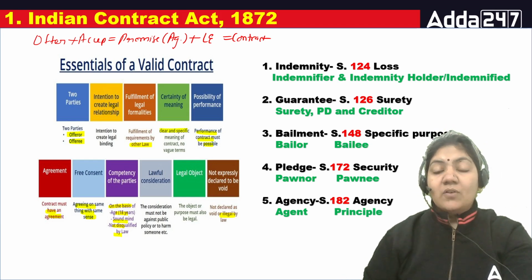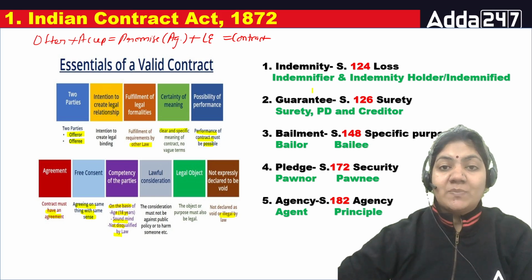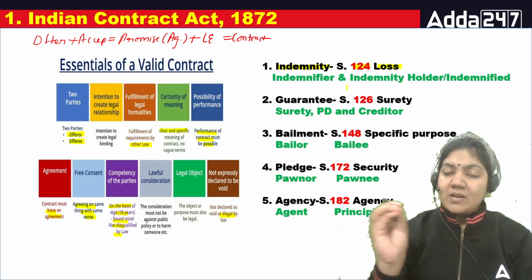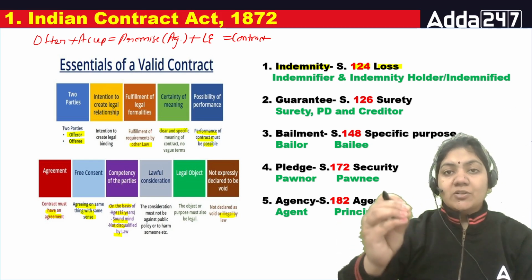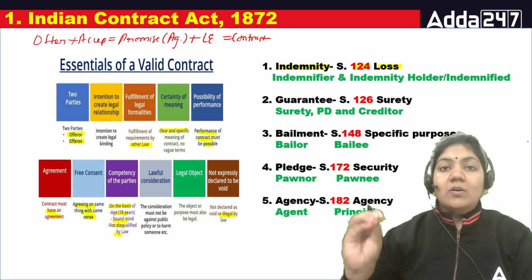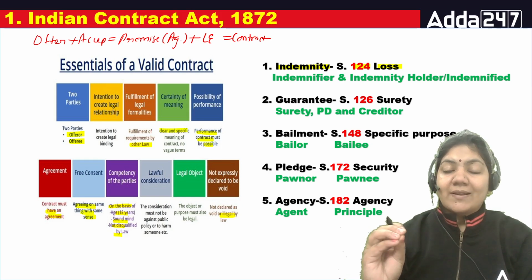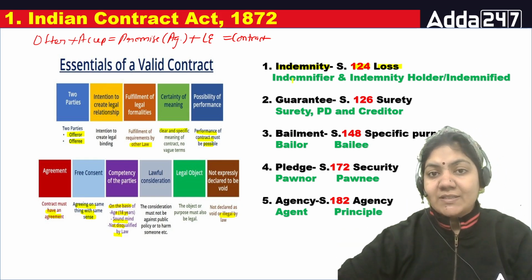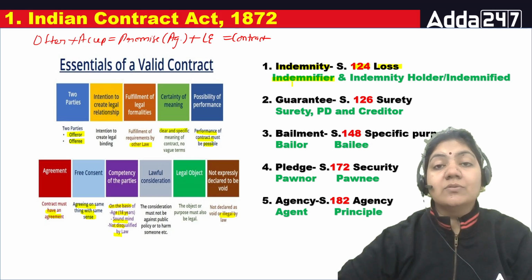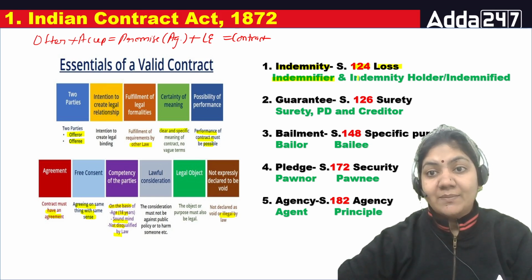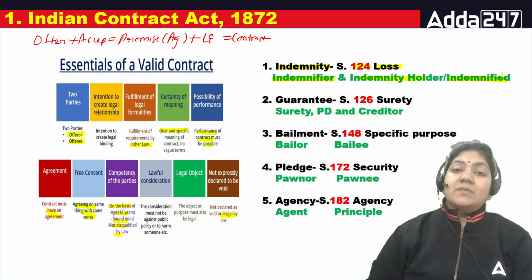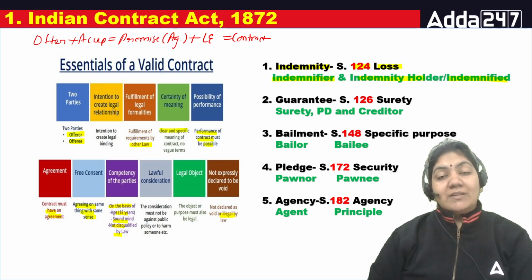Okay. Now if we talk about the special principle of contract: indemnity, section 124. The one word to remember is loss. Loss to one person, protection from loss by another person. All examples of insurance are contracts of indemnity except life insurance. There are 2 parties: first is the indemnifier, the person who gives the protection, and the indemnity holder, also called the indemnified, who are the same person.